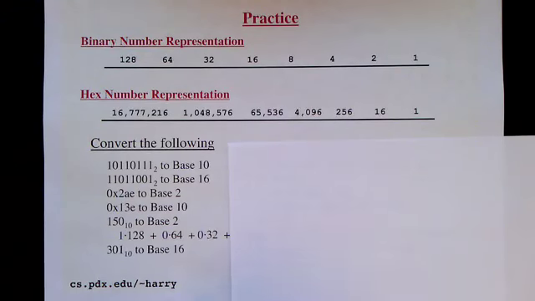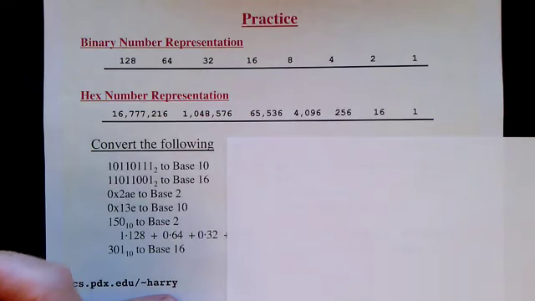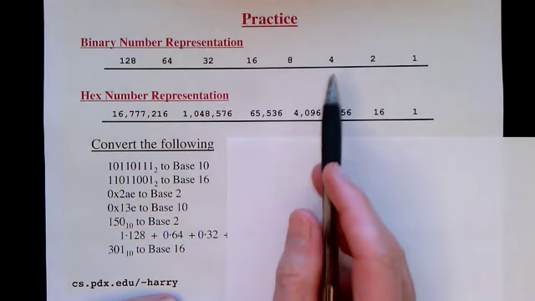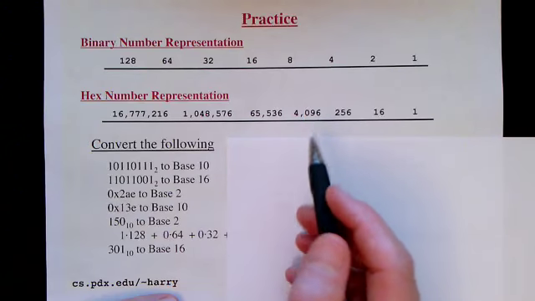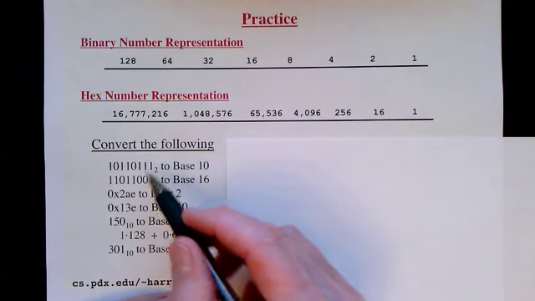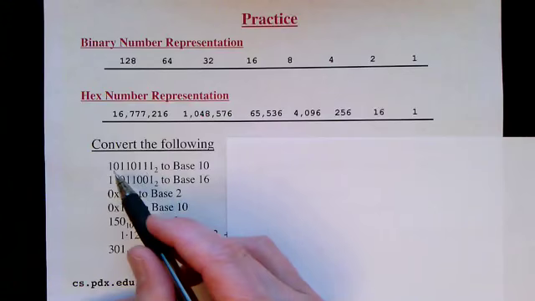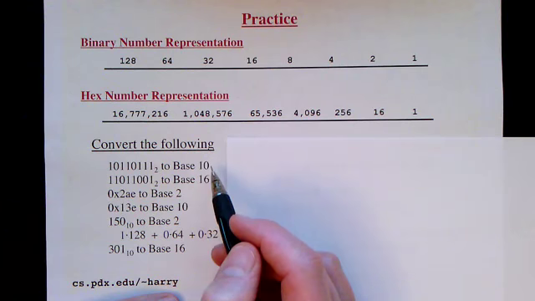All right, now let's get some practice and try and convert some numbers back and forth between different bases. I've shown the place values for binary numbers and hex numbers because we'll need those in our computations. Let's start with this number. This is a binary number, 101101111, and we want to convert it to decimal notation.